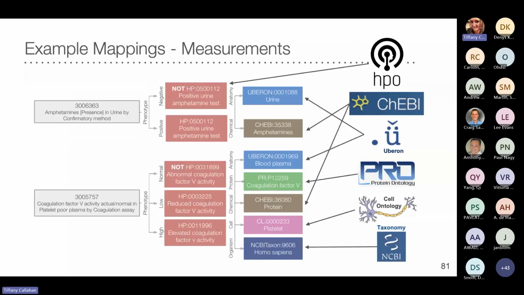And finally, measurement concepts were mapped by interpreting their results against a reference range, where the result is aligned to the human phenotype ontology and the constituent parts of that test are mapped to several other ontologies. So two different examples are shown on this slide. The first demonstrates what a positive and negative result for a urine test for amphetamines would look like. Here we use logic on the human phenotype ontology concept to indicate a positive or negative result, and we map urine to the Uberon anatomy concept for urine and amphetamines to the ChEBI ontology concept for it.